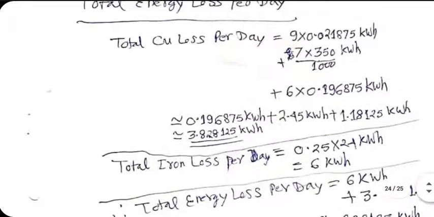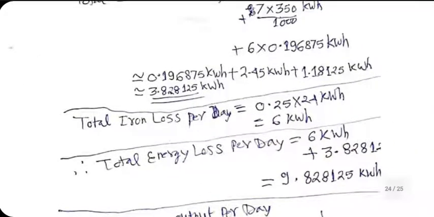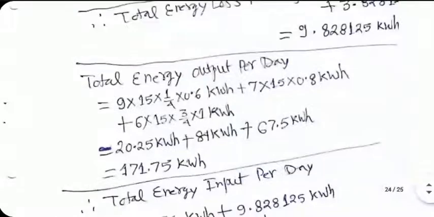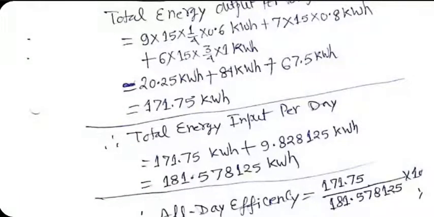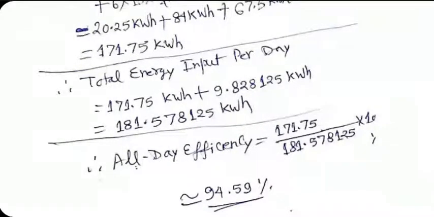And total loss in that period is 9.828125 kilowatt hour. I know I'm being too accurate here. There's no need actually; 2 or 3 digits are enough. So total energy loss is known, total energy output is known. Add up the two, you get the total energy input over that period, which works out to 181.57 something kilowatt hour.